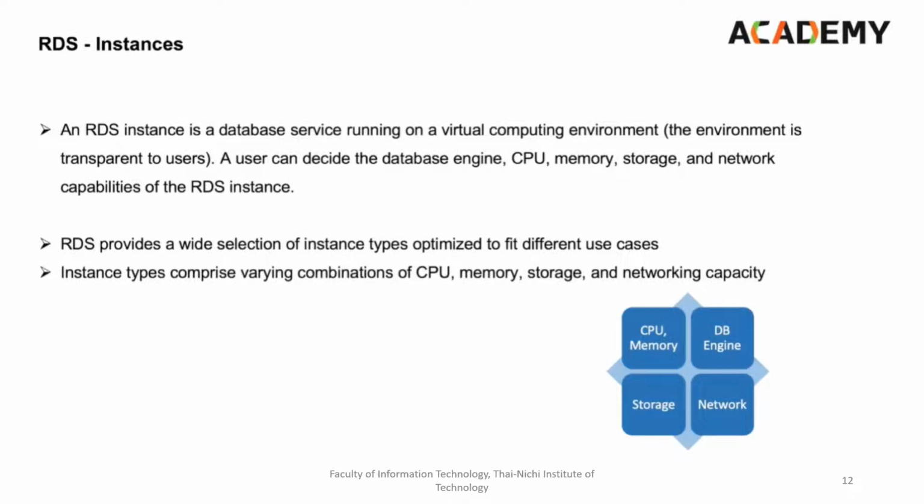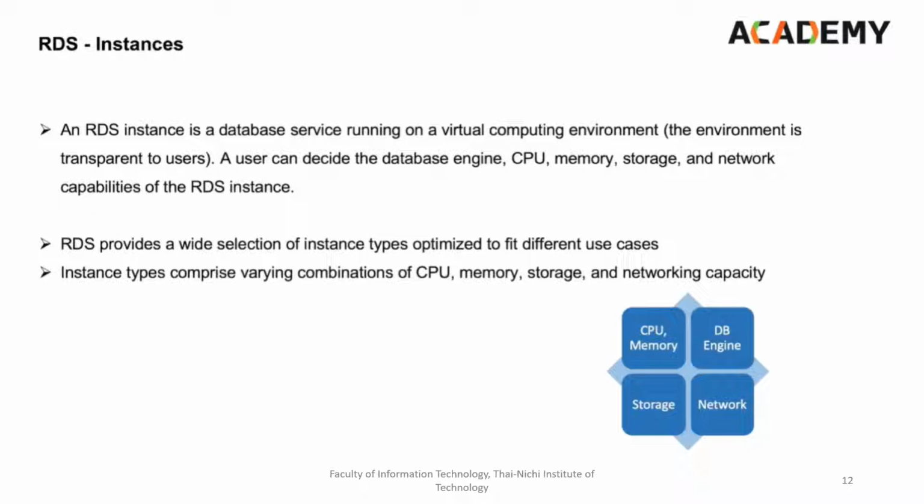Now, an RDS instance is a database service which is running on a virtual computing environment. A user can decide certain parameters like the database engine, like what kind of database he needs, whether MySQL or SQL Server or whatever it is, and then the CPU type, memory, storage, network capabilities, and the associated network parameters of that particular RDS instance. So the user, when he or she creates the RDS instance, these are all the options given.